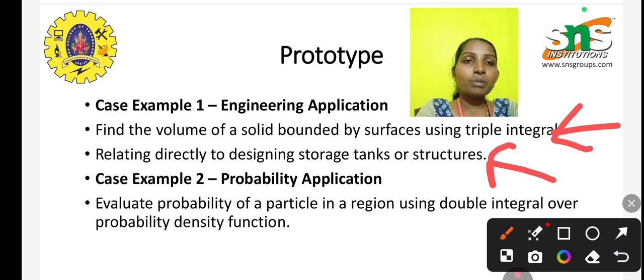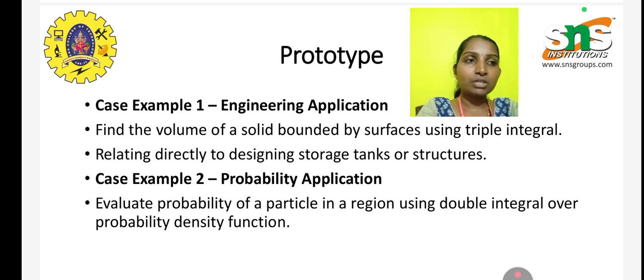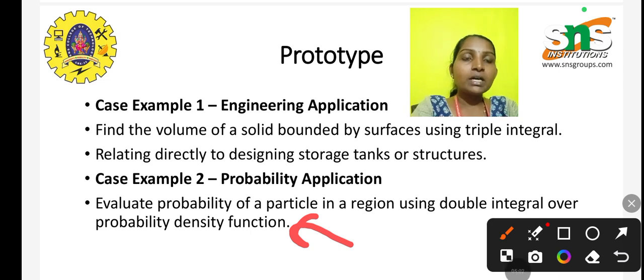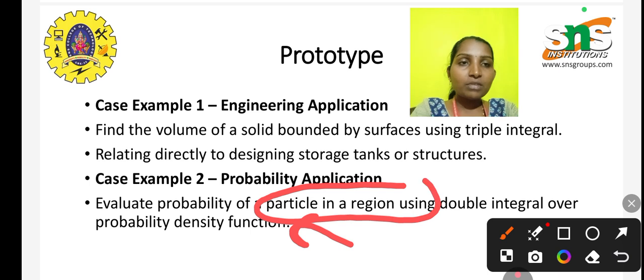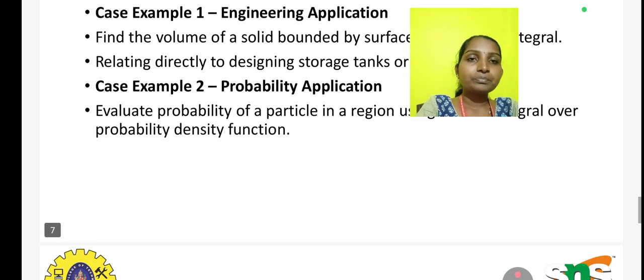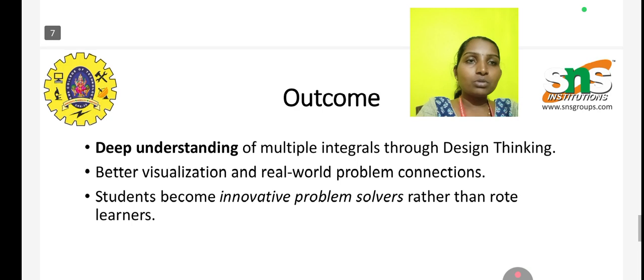In case 2, probability application. Evaluating the probability of a particle in a region using double integral over a probability density function. We already know that we have a probability density function in the probability area, wherein we can evaluate the probability of a particle in a region using this double integral, which means the area can be found for the particle in a region.